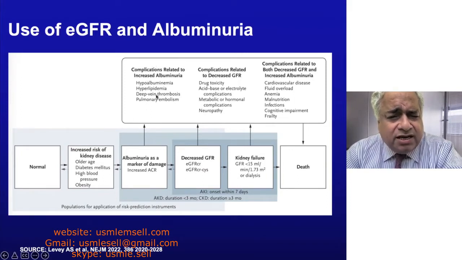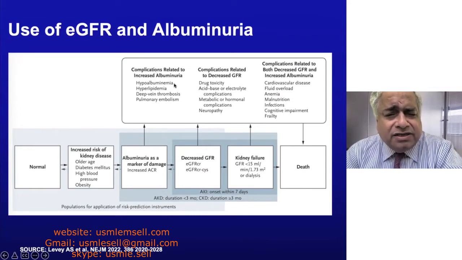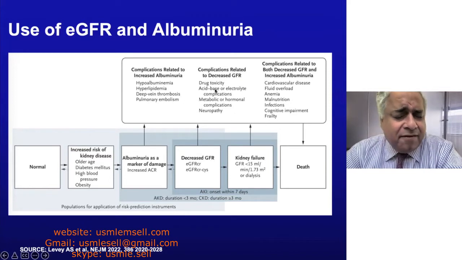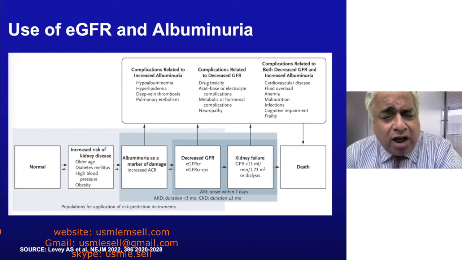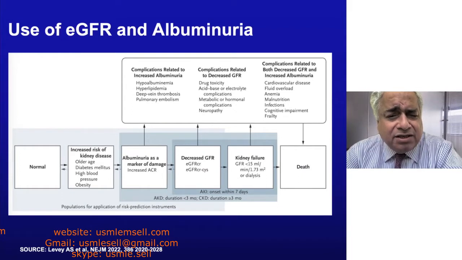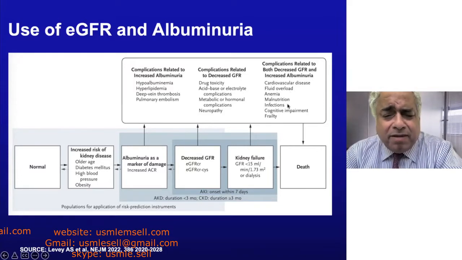At this point, in terms of management, he doesn't have a lot of albuminuria. You don't need to worry about complications related to increased albuminuria. You do want to worry in this man about drug toxicity. You might keep a remote eye on whether he might have any acid-base abnormalities or any metabolic or hormonal complications, but his kidney dysfunction is not very severe. As you get worsening kidney function, you start worrying about more significant complications: cardiovascular disease, fluid overload, anemia, malnutrition, and so on.